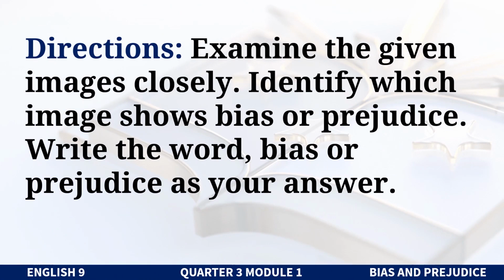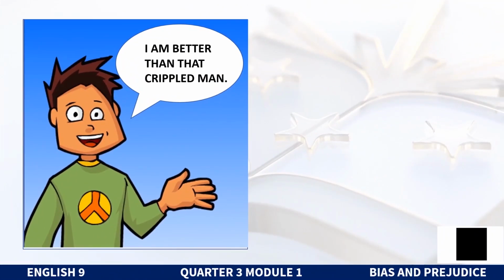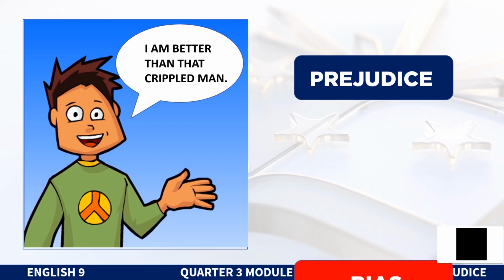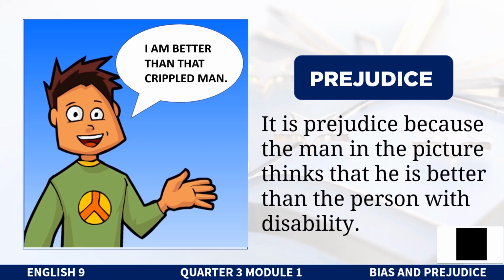Directions. Examine the given images closely. Identify which image shows bias or prejudice. Write the word bias or prejudice as your answer. If your answer is prejudice, then you are correct. It is prejudice because the man in the picture thinks that he is better than the person with disability.